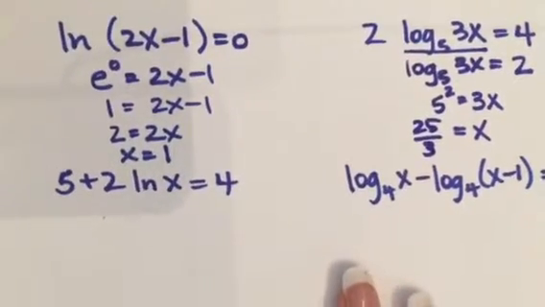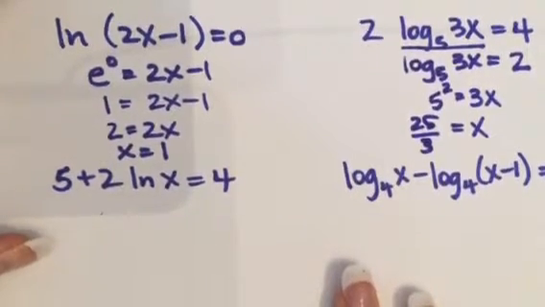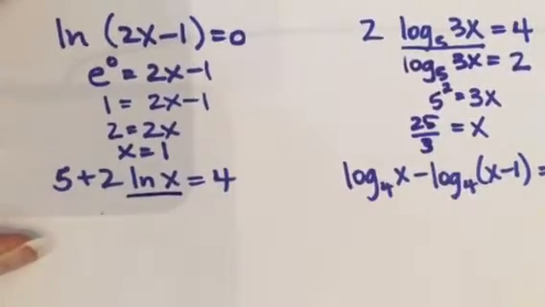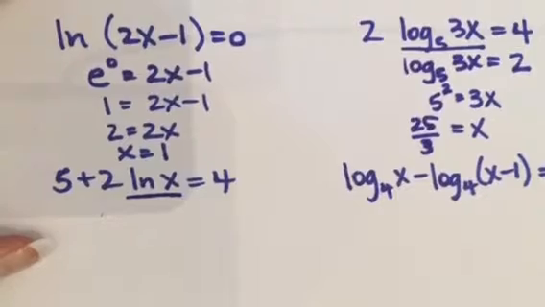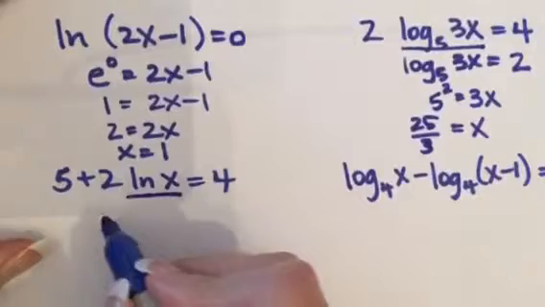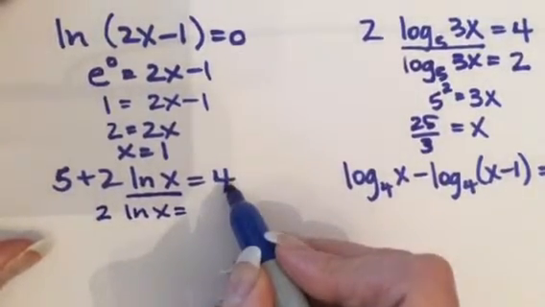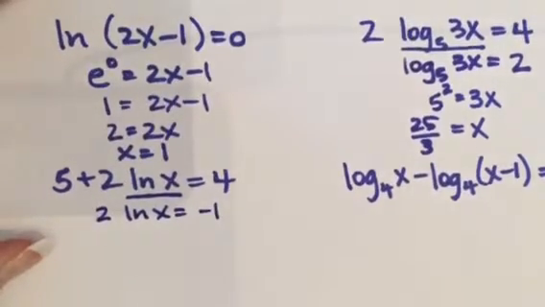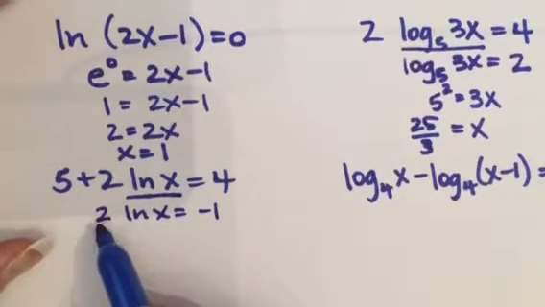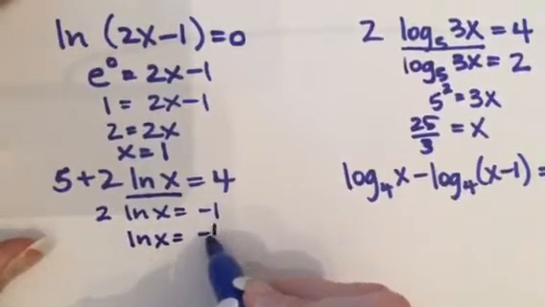We have 5 plus 2 ln of x is equal to 4. And recall that this is the exponential piece, so we need to get rid of the 5 and get rid of the 2. Okay, we're going to do this in a couple of different ways. Getting rid of the 5, we would subtract. So we would have 2 times ln of x is equal to 4 minus 5, or negative 1. Okay, good. All right, and then we would get rid of this 2 by division. And so we would say ln of x is equal to negative 1/2.